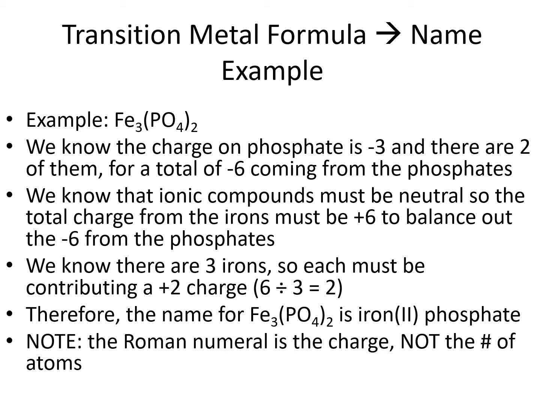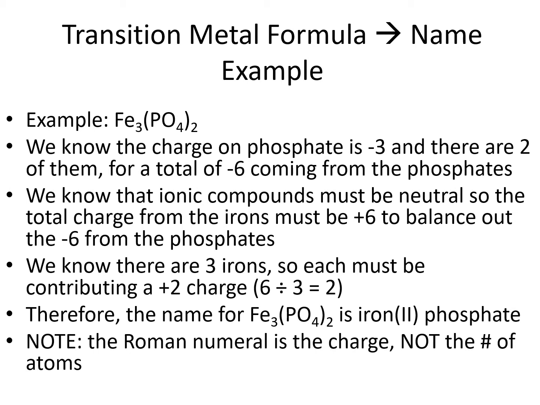We also know that the total charge has to be 0 in order to make a neutral ionic compound. If we've got -6 on the right side of the chemical formula, then we must have a total of +6 on the left side. But that +6 is not the charge of one of our irons. It is the total charge coming from all 3 of our irons. If we divide that +6 charge into the 3 irons that we have, 6 divided by 3 tells us that each individual iron is contributing a +2 charge.